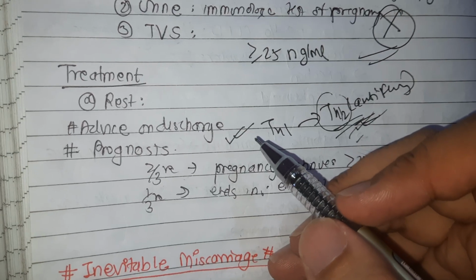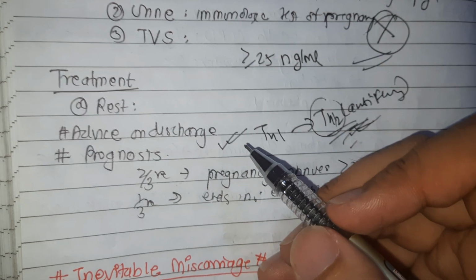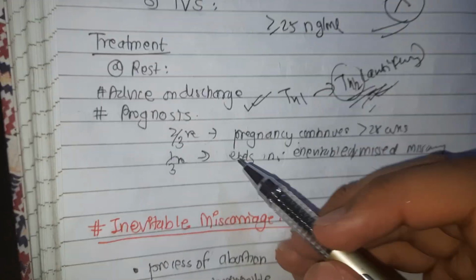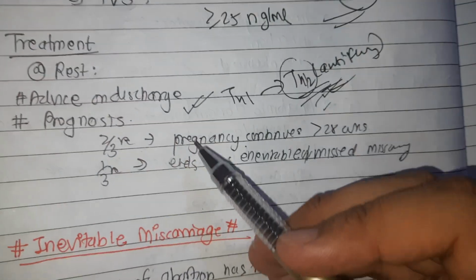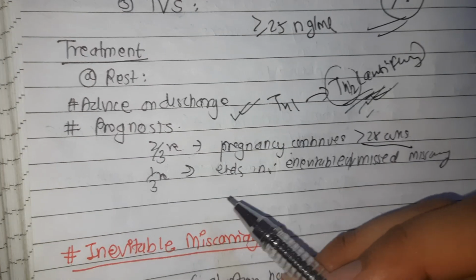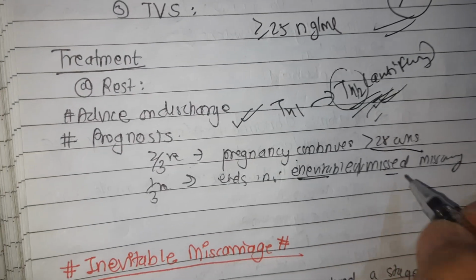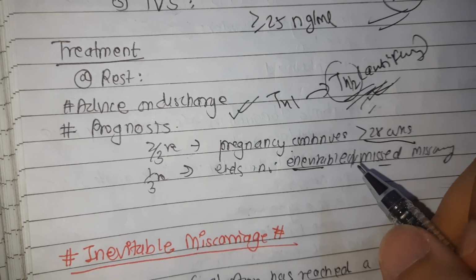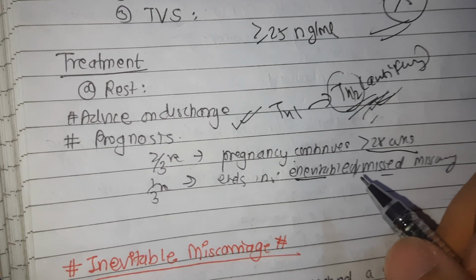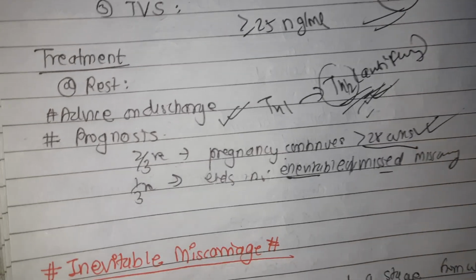Unfavorable outcome is indicated by falling serum beta HCG, decreasing size of the fetus, irregular shape of the gestational sac, or decreasing fetal heart rate. These suggest an unfavorable outcome. And the prognosis is that in about 2/3 of cases the pregnancy continues beyond 28 weeks of gestation, and in the remaining 1/3 of cases it ends as inevitable miscarriage. If the pregnancy continues, then there is increased risk of preterm labor, placenta previa, placental abruption, growth restriction, and fetal anomalies. So these have to be kept in mind.